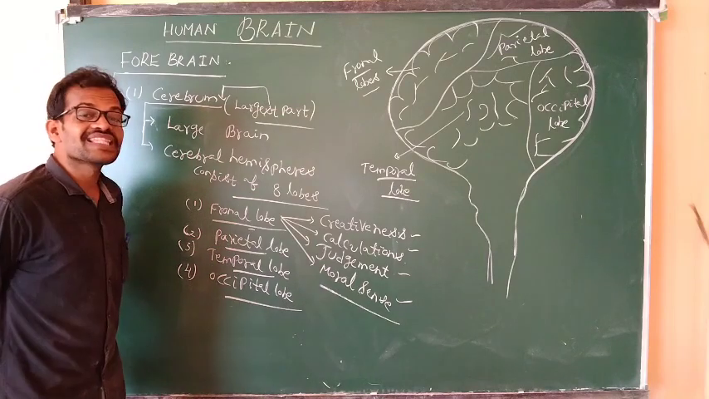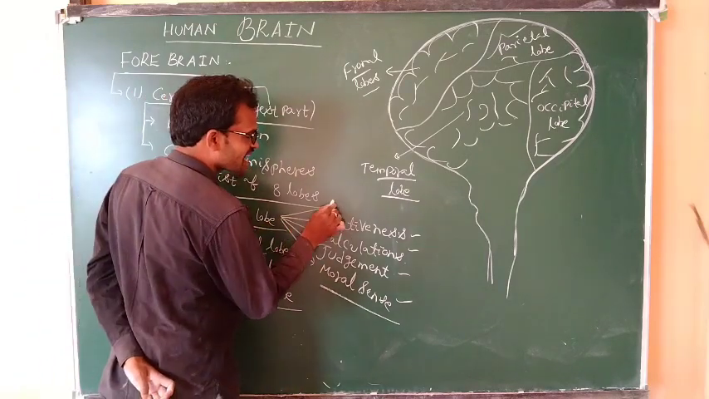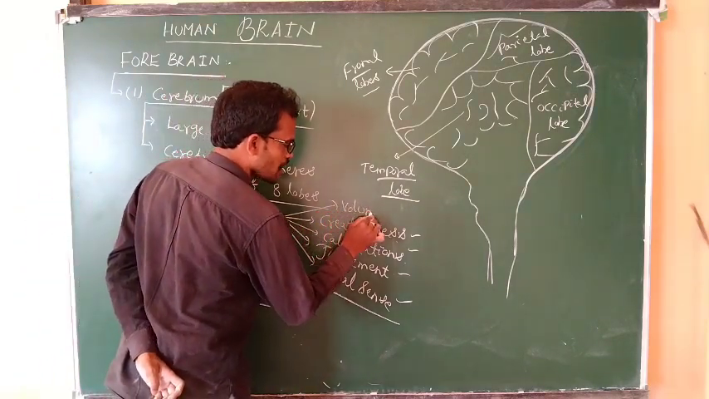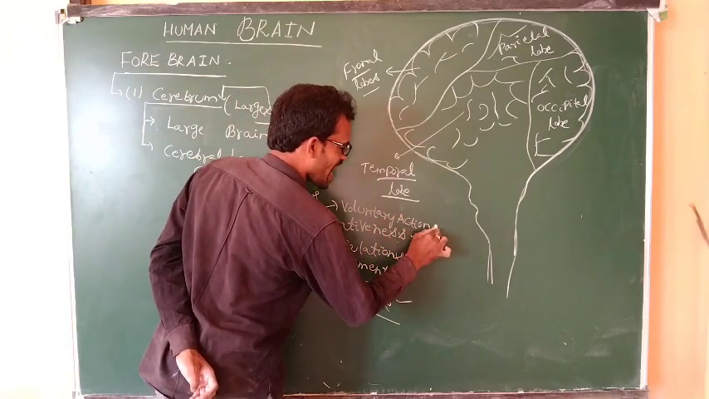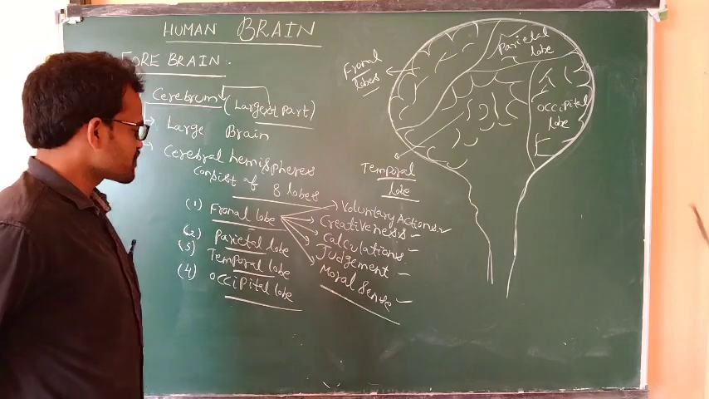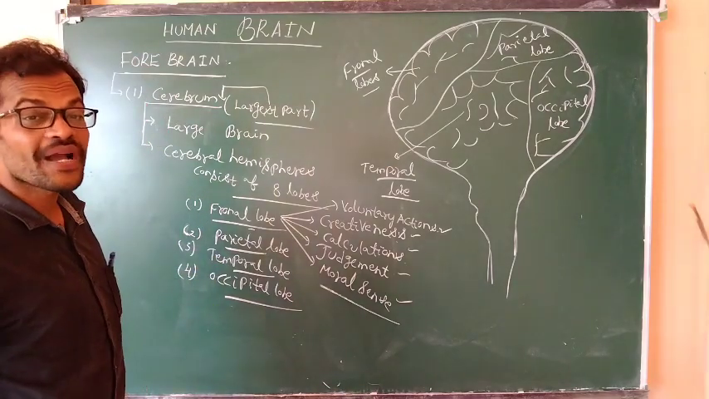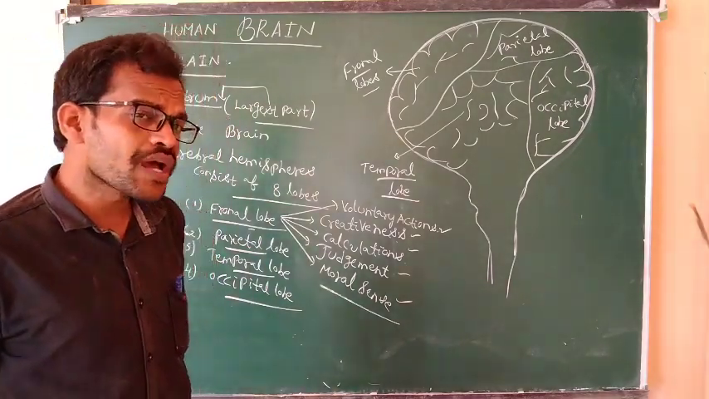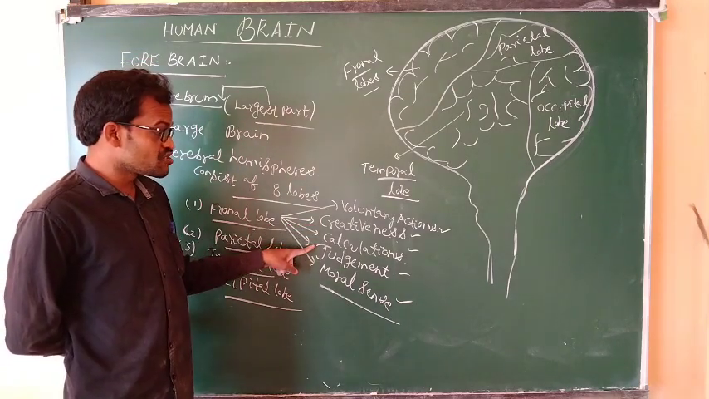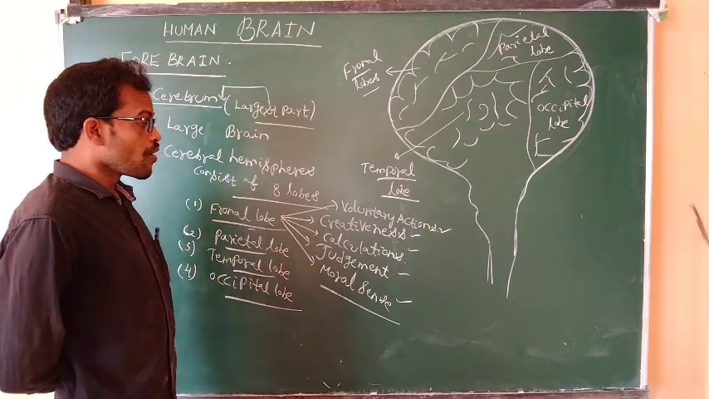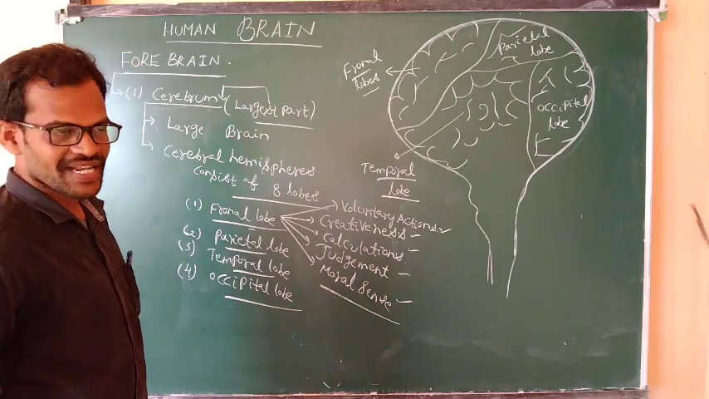Another importance is that voluntary actions are also well developed in the frontal lobe. The frontal lobe consists of a number of neurons. These neurons participate in increasing creativeness, calculations, judgment, moral sense, and also voluntary actions.